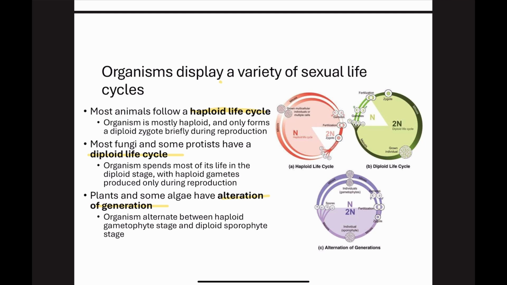So either haploid or diploid cells can divide by mitosis depending on the type of life cycle. But only diploid cells can undergo meiosis because haploid cells have a single set of chromosomes that cannot be further reduced. And even though the three types of sexual life cycle differ in the timing of meiosis and fertilization, they do share this really fundamental result of genetic variation among offspring.